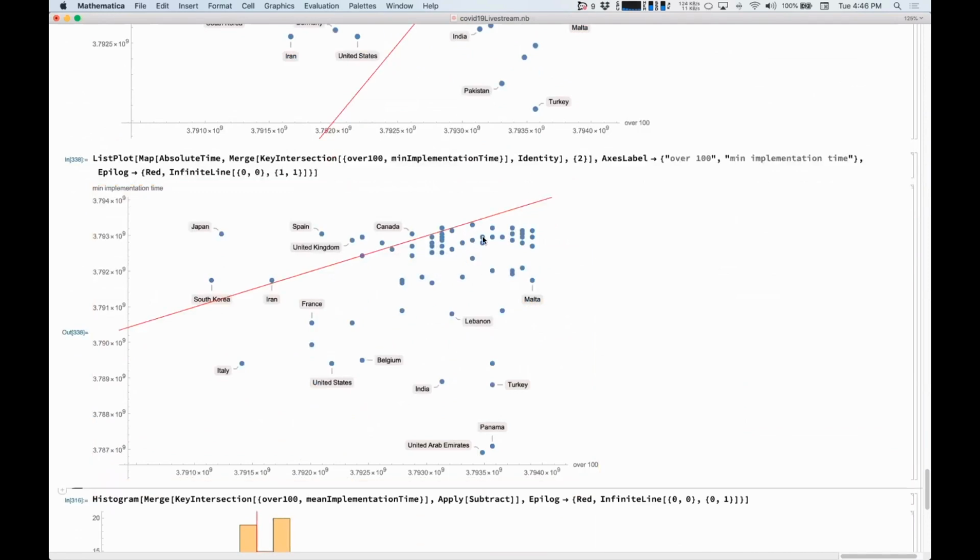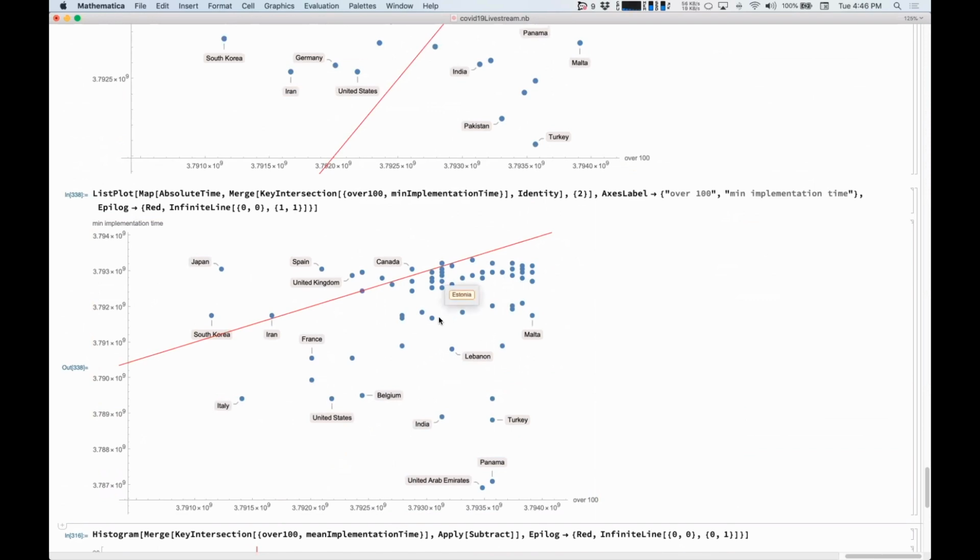There's a whole gaggle. What does that mean here? Well, that just means that they all went over 100 around the same time. Yes, and they implemented things around the same time, and then they also went over 100 at some time. So the first countries to go over 100, China, must be to the left of all of this, maybe off the plot. Yeah, look at the range. It's an absolute time.